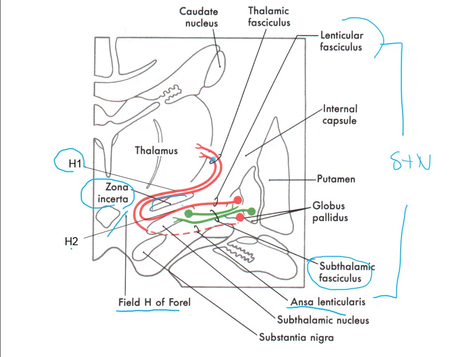H2 is equivalent to what fiber bundle? The lenticular fasciculus. Okay? Labeled all the way up over here to make things confusing. Okay? So we've got field H1 and H2 and then H. Okay? Those are the fields of Forel. It's basically by the time you come into it, you're beginning to become thalamic fasciculus.